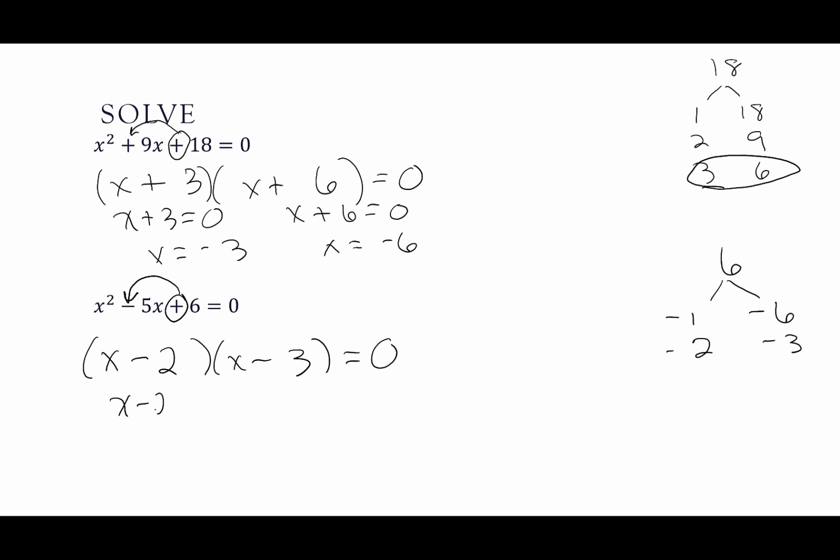So this says x minus 2 is 0. This says x minus 3 is 0. I get x equals 2. I get x equals 3. And hopefully you're starting to see this pattern that I have two solutions, and that is generally what's going to happen. Power 2 for my quadratic, two solutions for my equation.